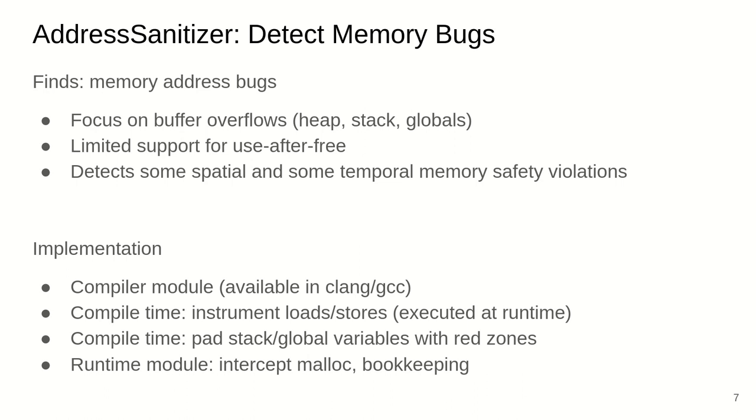The implementation is as follows. There's a compiler module which is now available in Clang and GCC, and at compile time it instruments all the loads and stores that are then executed with additional checks at runtime. At compile time it also pads stack and global variables with these red zones to make sure that the violations can be detected. There's a runtime module that supports AddressSanitizer to intercept malloc and for some additional bookkeeping.